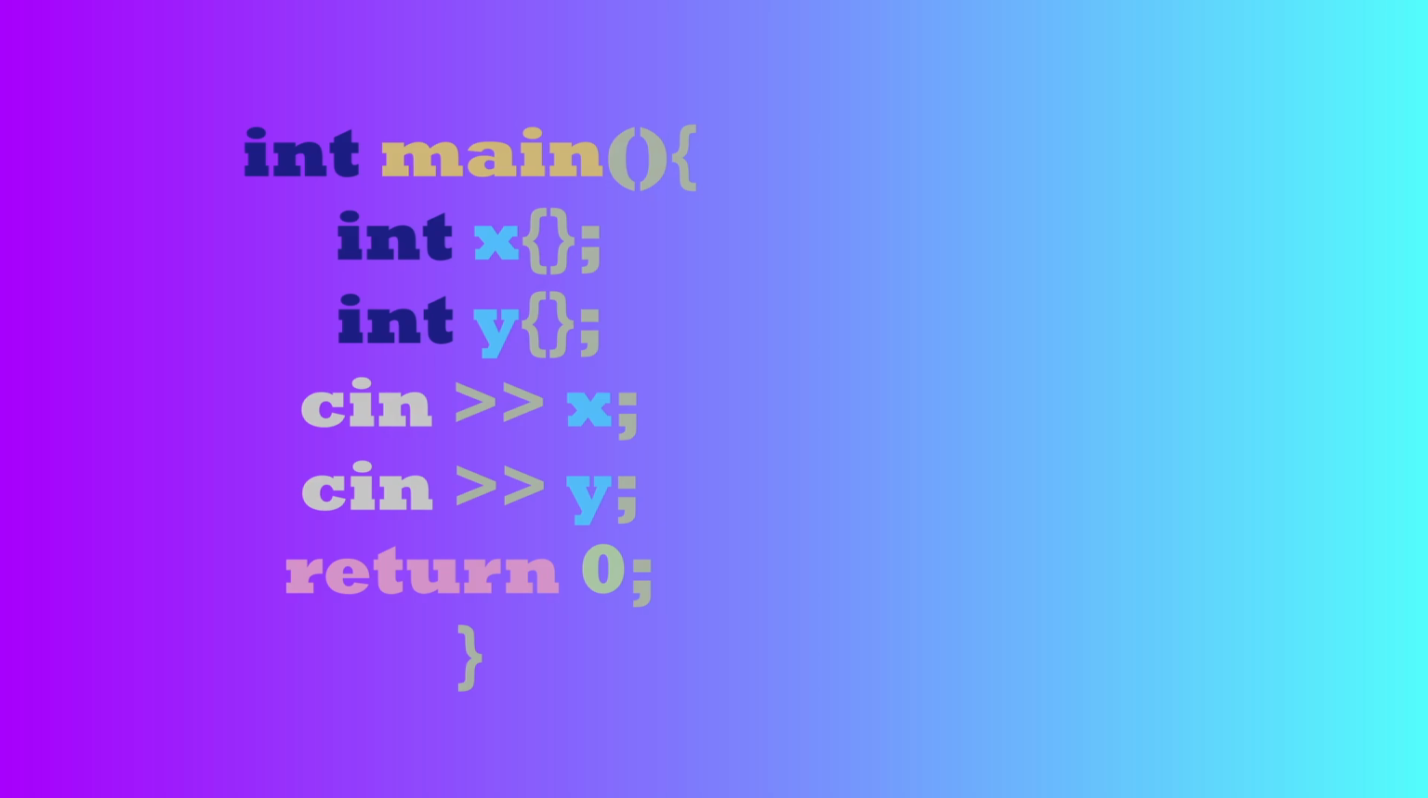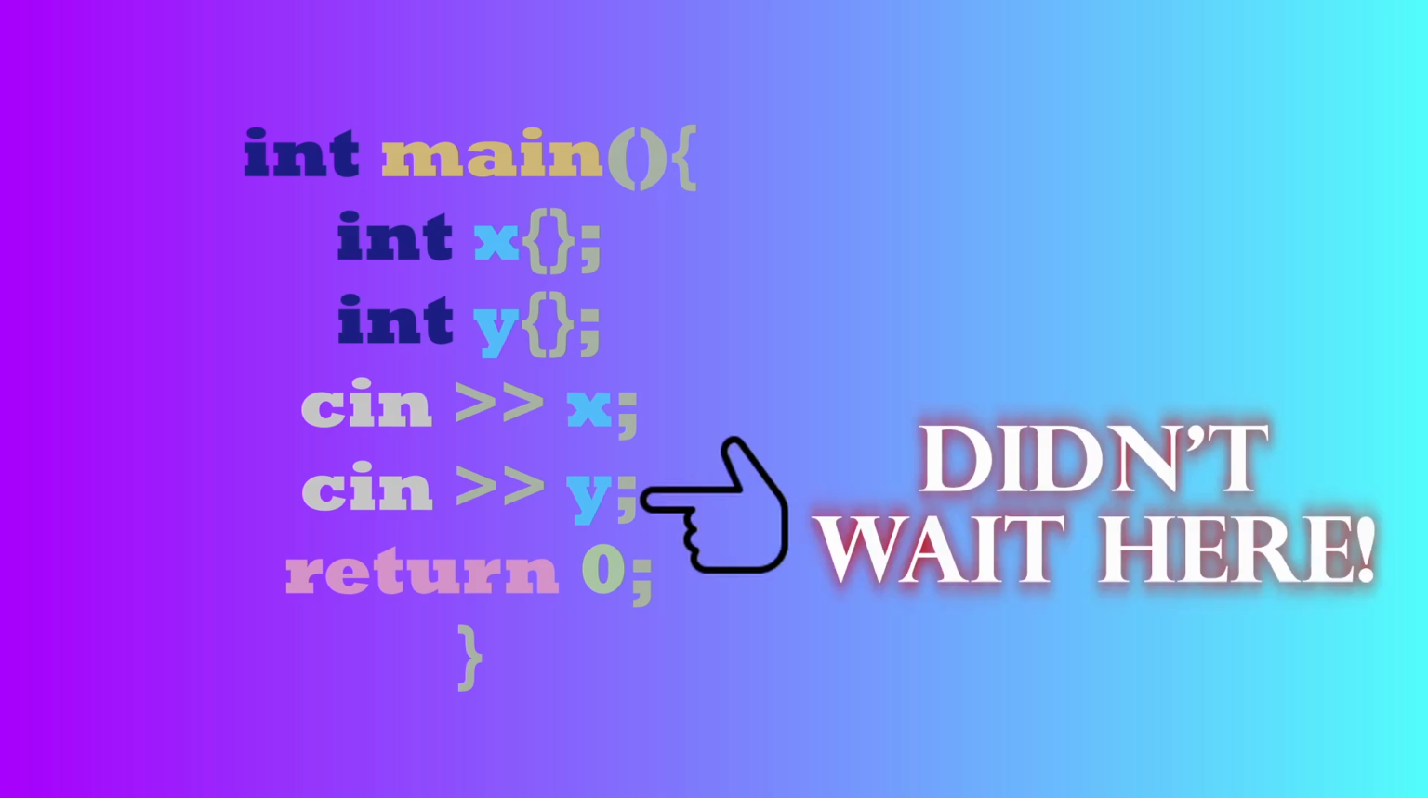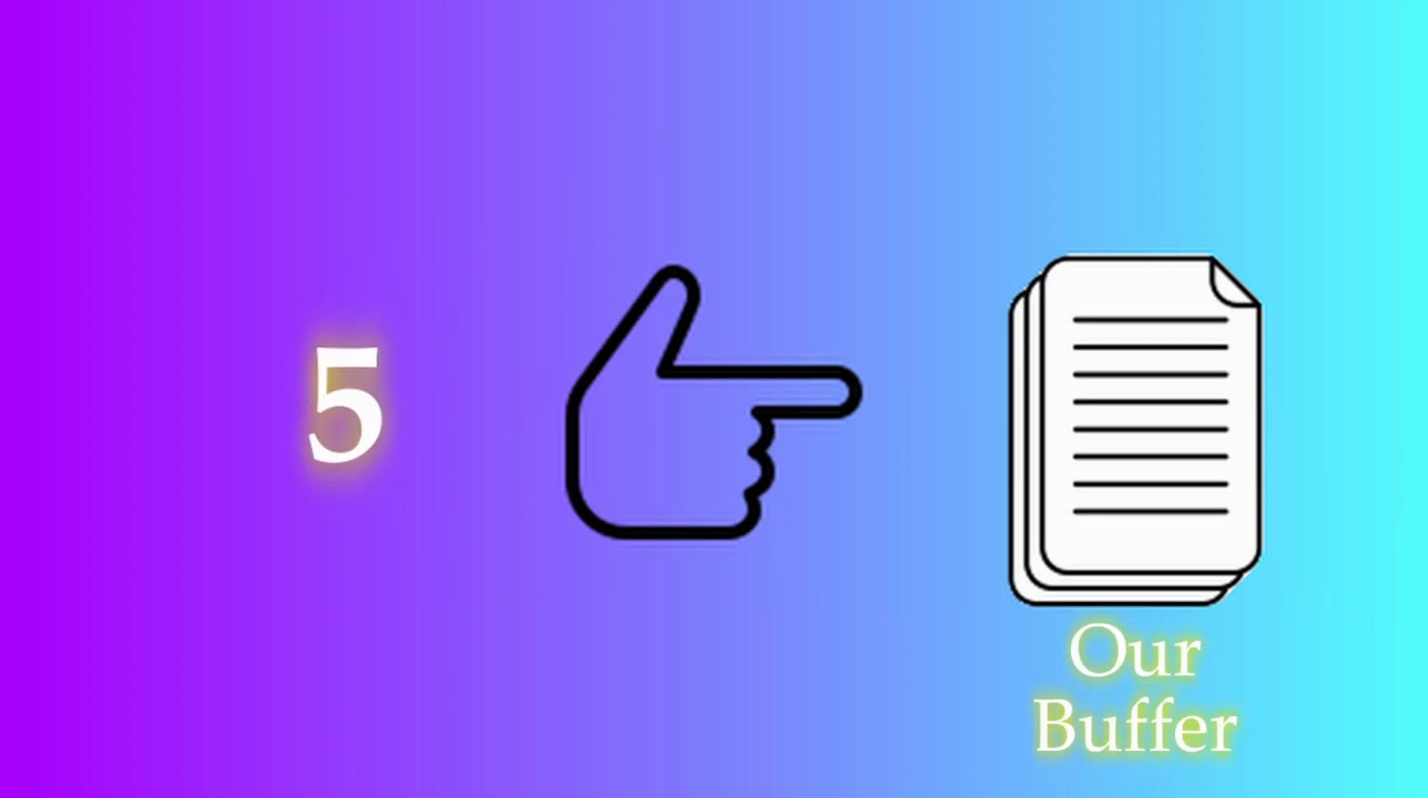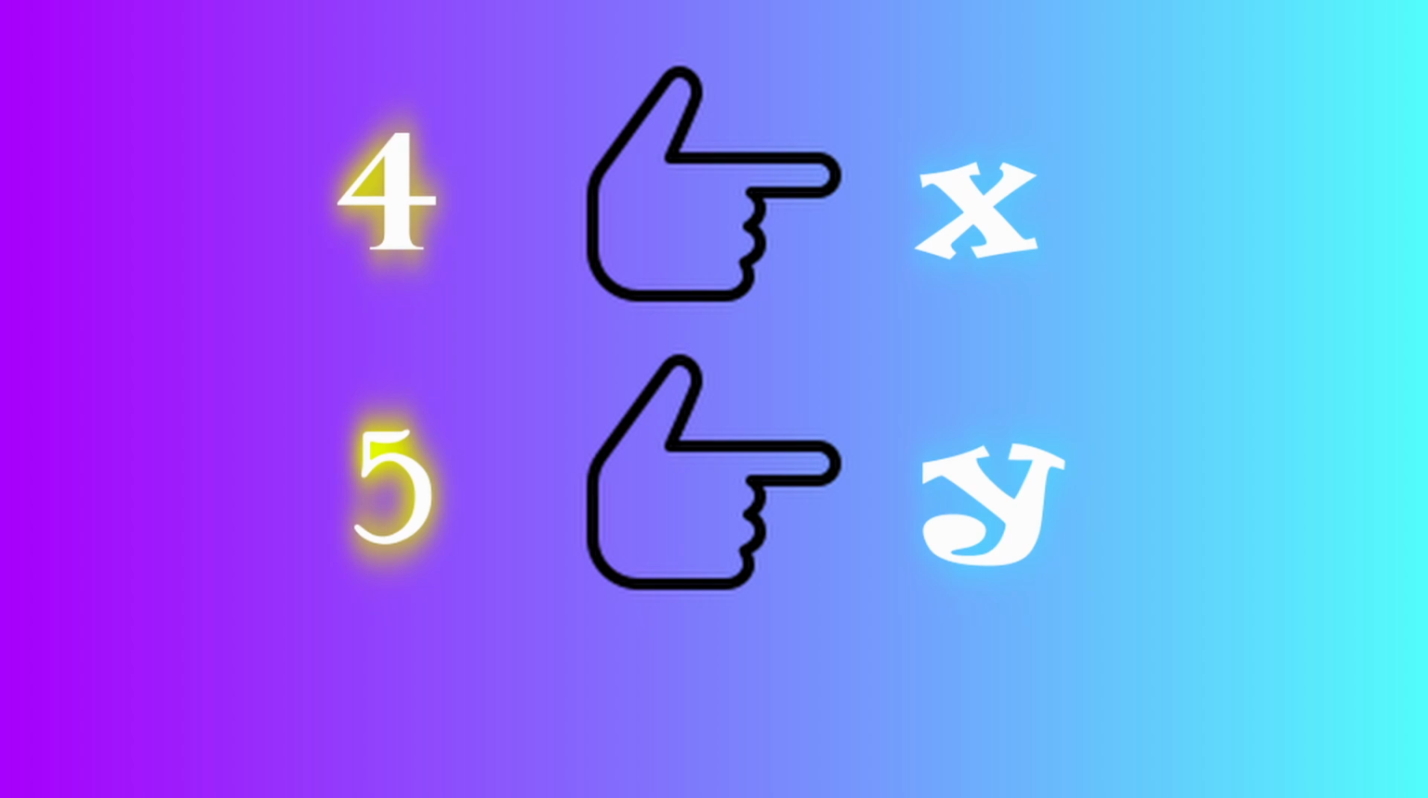Note that in run 2, the program didn't wait for the user to enter additional input when extracting to the variable y, because there was already prior input in the input buffer that could be used. And that is why std::cin is buffered, because it allows us to separate the entering of input from the extraction of input. We can enter input once and then perform multiple extraction requests on it.